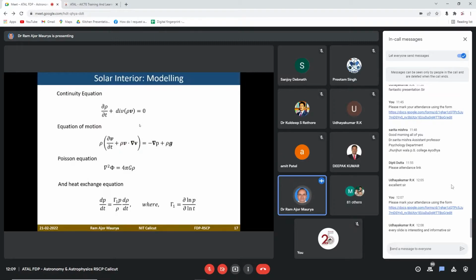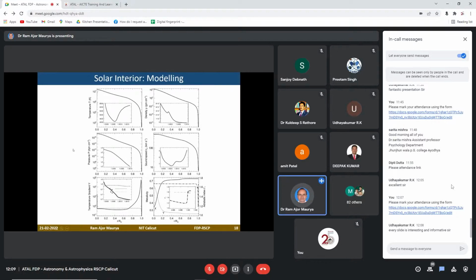The interior is opaque, we cannot see. So we can do theoretical modeling to find the physical parameters. For example, here we have the continuity equations. The rho is the density, and v is the velocity, and this is the equation of motion, and the Poisson equation. This is the relation between the gravitational potential and the gravity, and the heat exchange equations. So using these equations, we can model the interior.